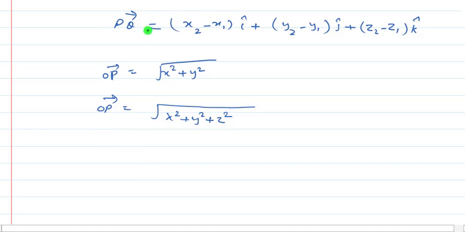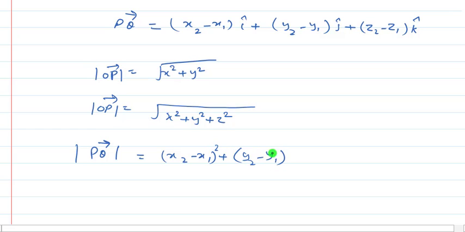Now if we are calculating vector AB or PQ, as I told you, then its magnitude, the modulus of vector PQ, you should put the modulus sign over here. So the magnitude of PQ will be the square root of x2 minus x1 whole square plus y2 minus y1 whole square plus z2 minus z1 whole square. So this is how to calculate the magnitude and components of a vector along the 3 axes.